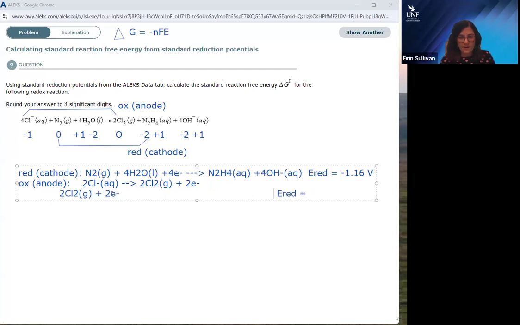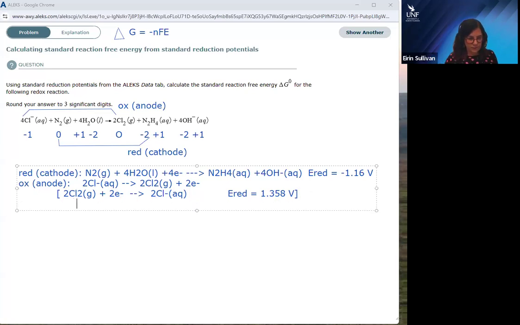Because remember, standard reduction potentials are only listed written as reductions, right? So if I look this reduction up in my ALEKS data tab, I should get a value for that reduction of 1.358 volts. Okay, so I'm just going to put it out there for a second. So my actual oxidation half reaction that's happening is going to be doubled, right? So times by 2, 4Cl minus aqueous goes to 2Cl2 gas.